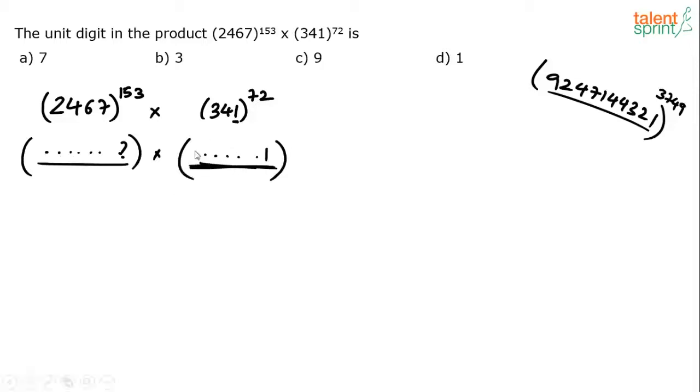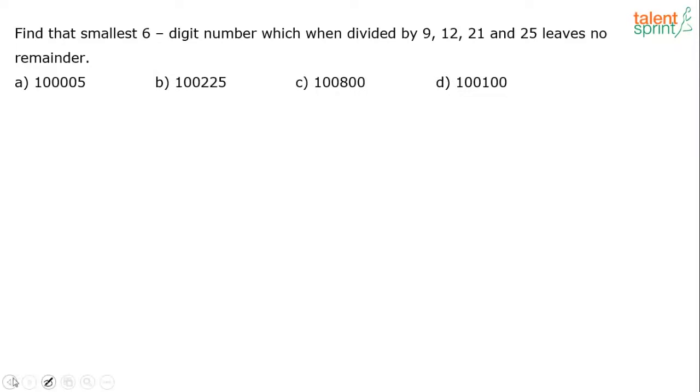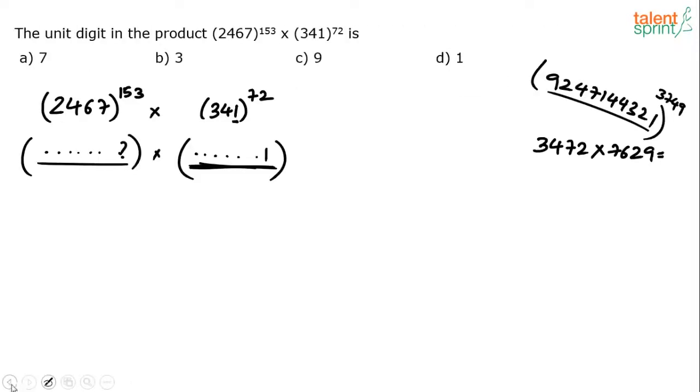You know how unit space works, right? For example, if you have 3472 multiplied by 769, what's the unit place? It's simple. This number ends in 2 and this number ends in 9. So 2 multiplied by 9 ends in 8. 2 into 9 is 18, right? So answer will end with 8.